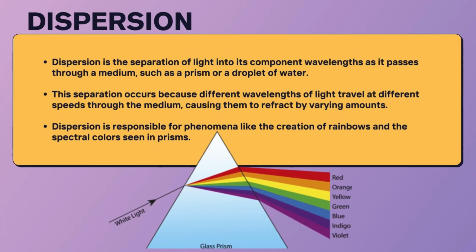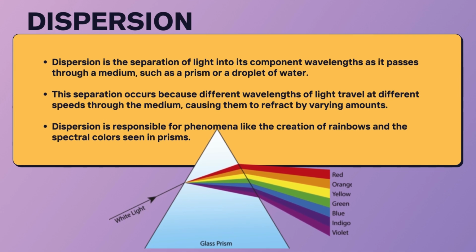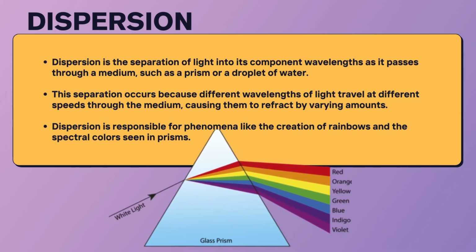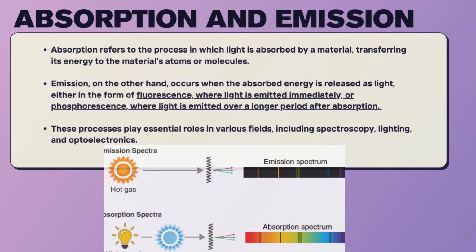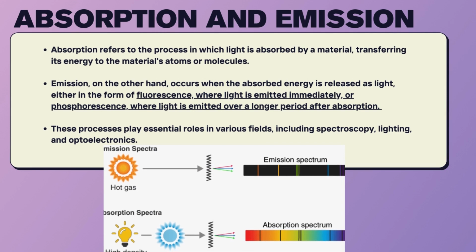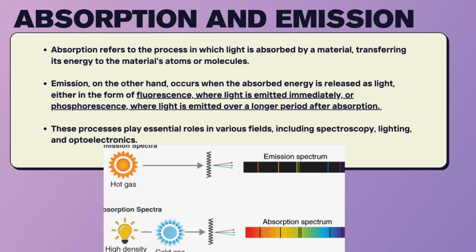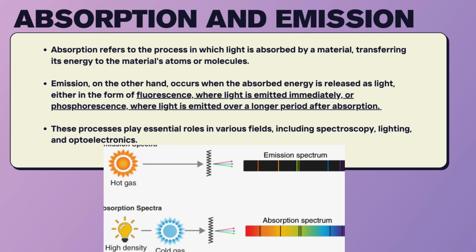Dispersion. Dispersion refers to the separation of light into its constituent colors or wavelengths when it passes through a medium. This phenomenon arises because different wavelengths of light travel at different speeds in the material. One notable example of dispersion is the creation of rainbows, where water droplets act as prisms, separating sunlight into its spectral colors.